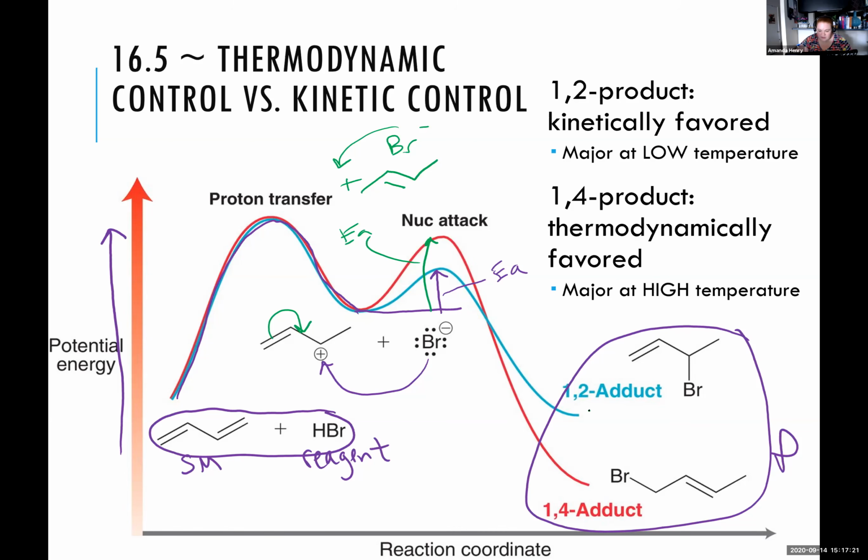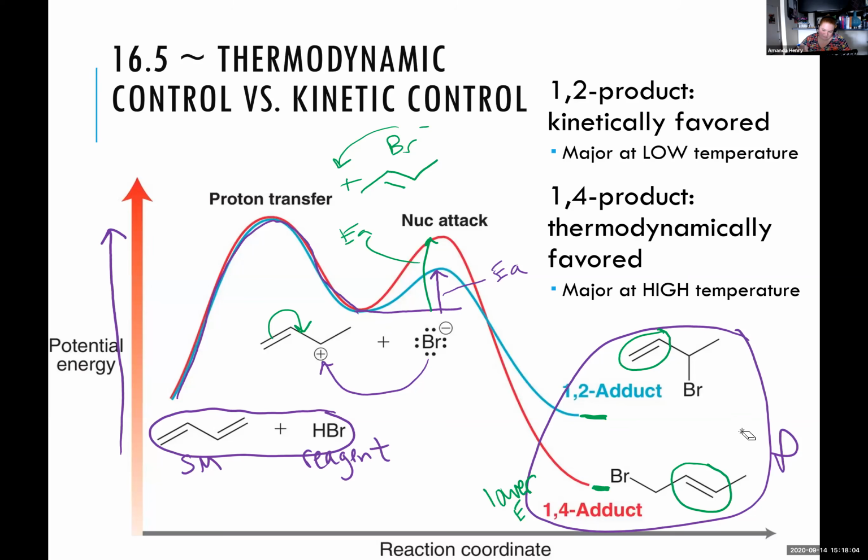But then look at the product levels. Here's our 1,2 and here's our 1,4. Our 1,4 is at a lower energy level overall. The reason why it's at a lower energy overall is because the alkene that it produces is more stable. This alkene is di-substituted, and this alkene is only mono-substituted. Way back when we learned about alkenes, one of the things we said is the more substituents they have, the more stable they are. So because it has more substituents, it's going to be at a lower energy level.